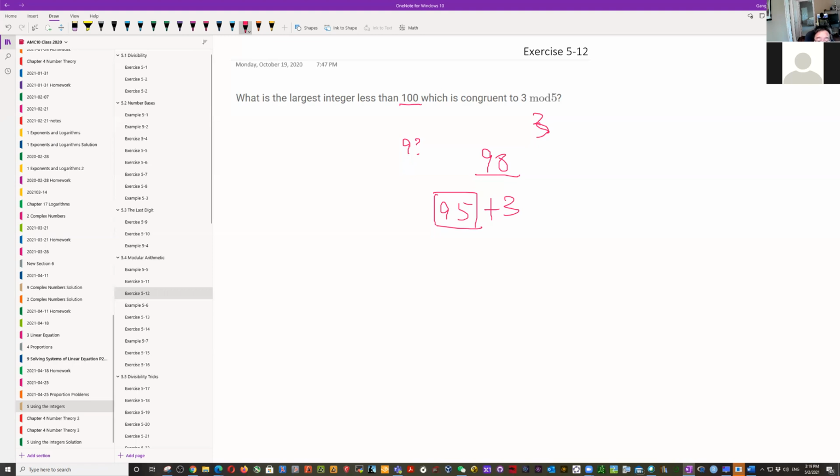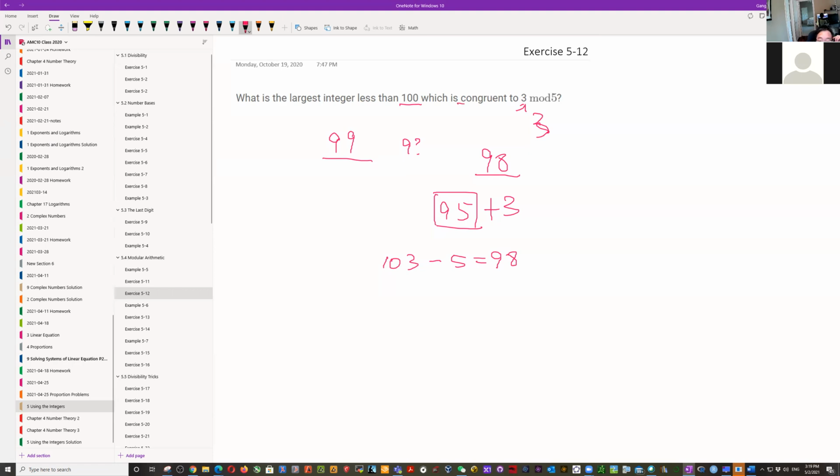You can also do it this way: I know that 103 is congruent to 3 mod 5, but it's a little bit bigger, so if I subtract 5, I also get 98. So there are two ways of getting it. The first way is to search among the few numbers close to the max number, because the max number is 99, but that one does not satisfy, it is not congruent to 3 mod 5.